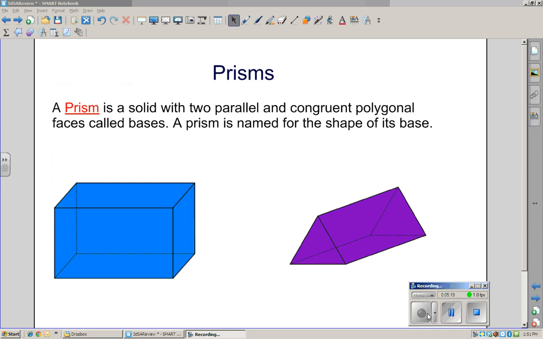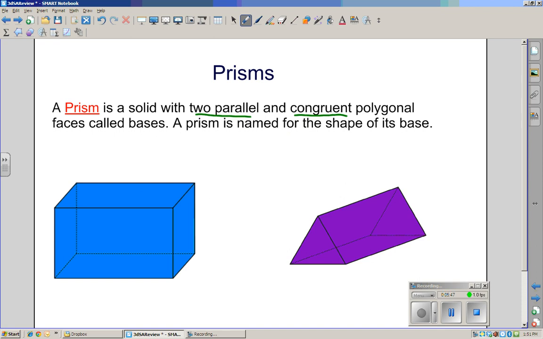Our next set of shapes that we are going to work on is the prism. A prism is a solid with two parallel and congruent polygons. Basically what that means is that we have two shapes and the rest around it are going to be rectangles. And you name it based on the base. You name it what the base is, if I can say that more clearly.